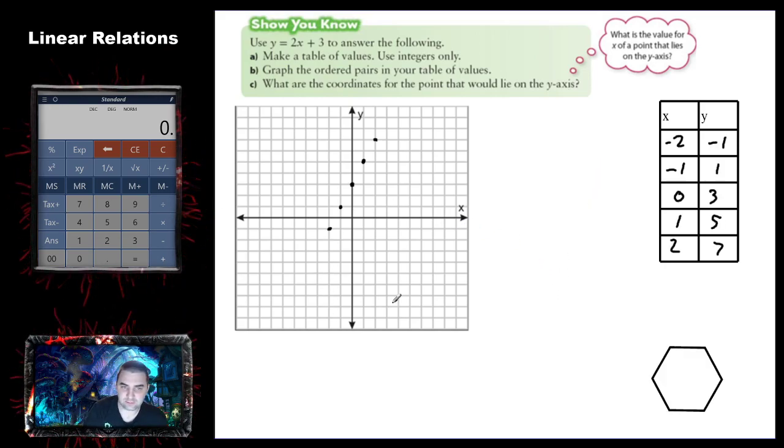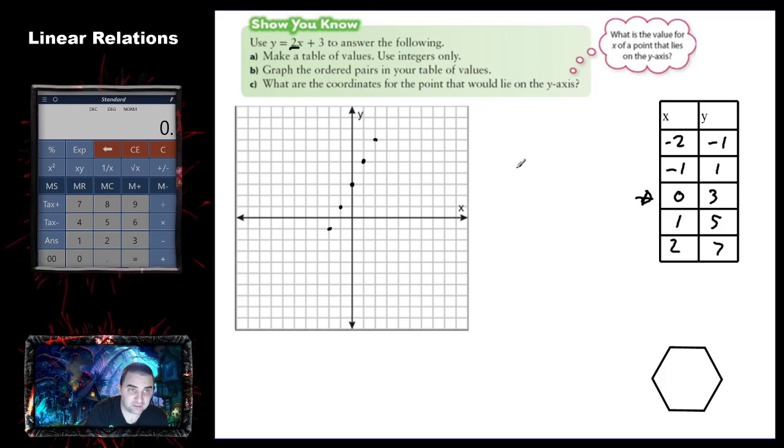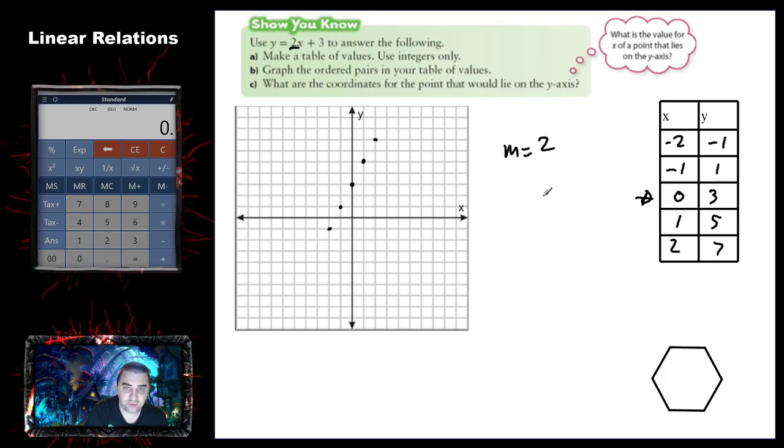Here's what I got. So my y-intercept, where x equal to 0, is right there, (0, 3). And the table of values there, I've graphed all these points. I can also say that my slope, m, is 2. So 2 over 1 or 2.